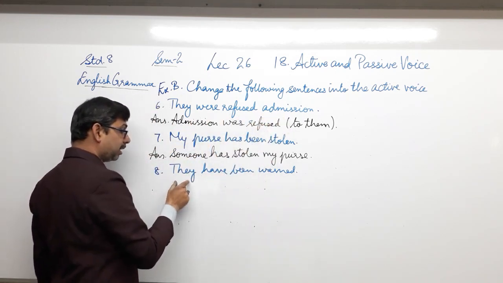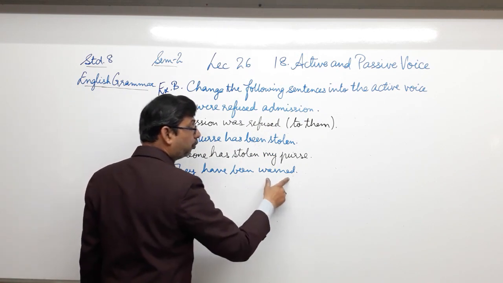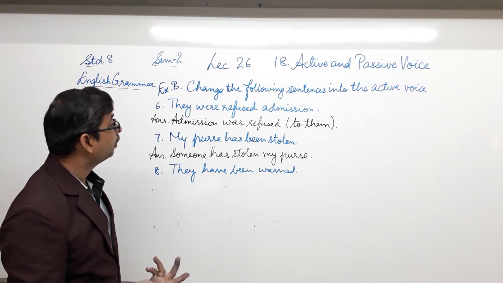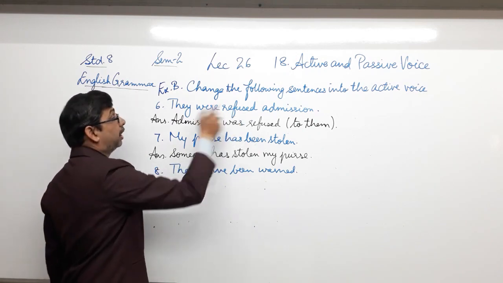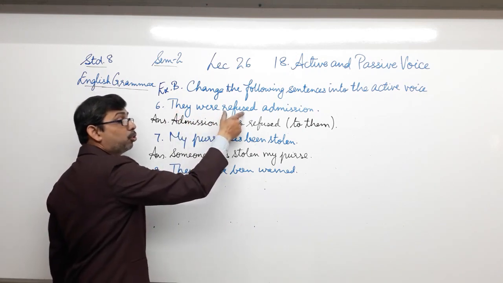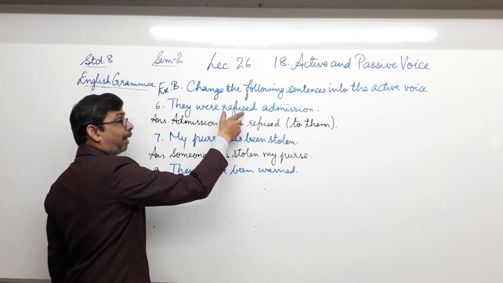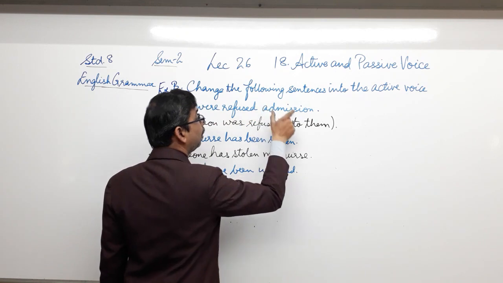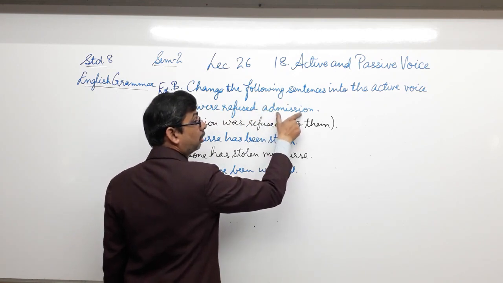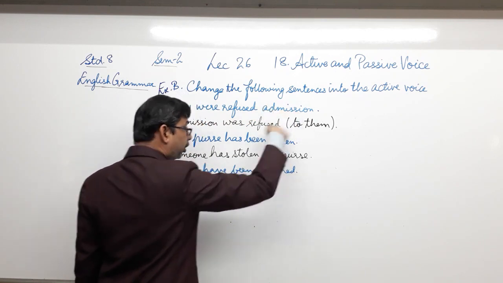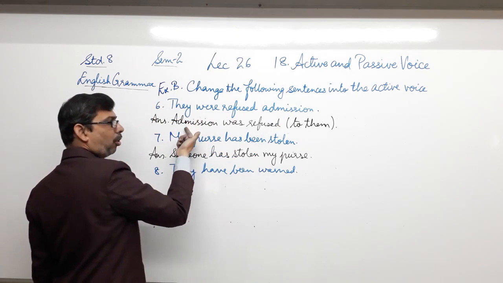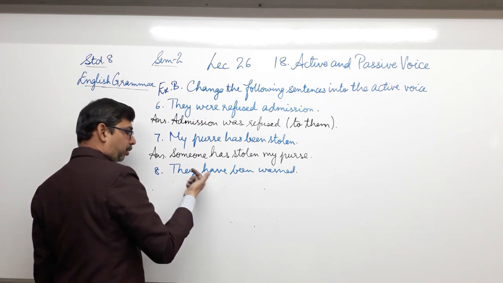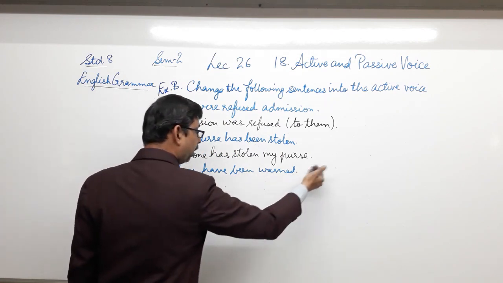But in this sentence, they have been warned, the word warned is not playing the role of an object. It is simply the past participle form of the word, just like refused. But there, they were refused, where refused was the verb. It was the past participle. Here warned is the past participle. Along with that, we had the object given to us over here, that is admission. We changed it into the subject later on in the active voice. Therefore, this is not similar to this one. We will be doing this in the regular practice.